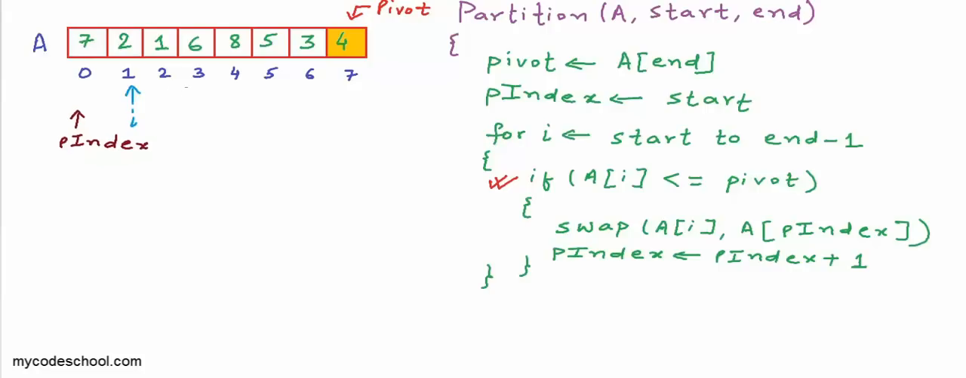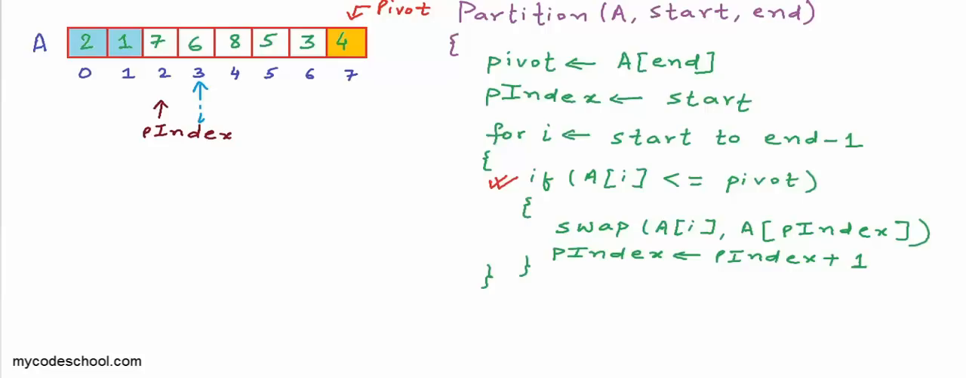Now I will be 1, and 2 is lesser than 4. So we will swap the elements at index I and at index p index, and now p index will be incremented. At any stage, all the elements to the left of partition index will be lesser than the pivot. Let's say we will show them in this blue color. Now I will be incremented, I will be 2, 1 once again is lesser than 4. So we will swap these two elements, 7 and 1. Partition index will now be equal to 2 and I will be 3.